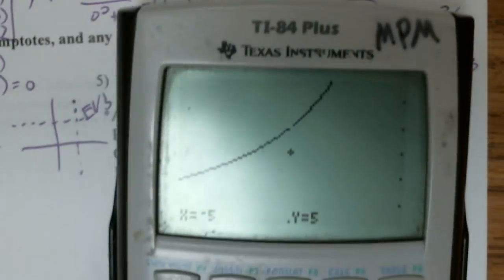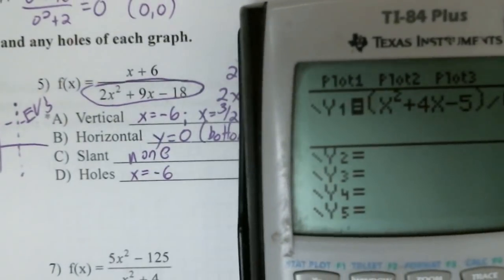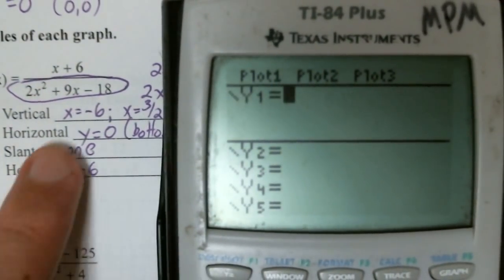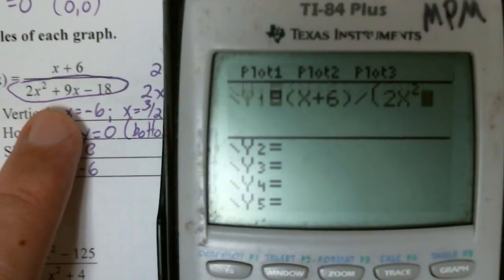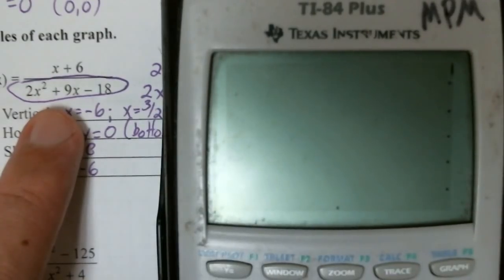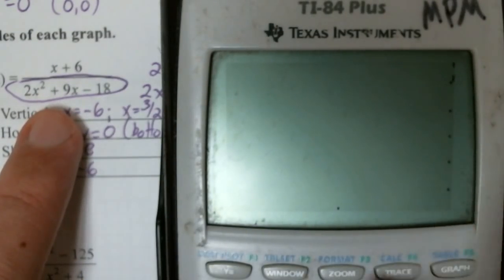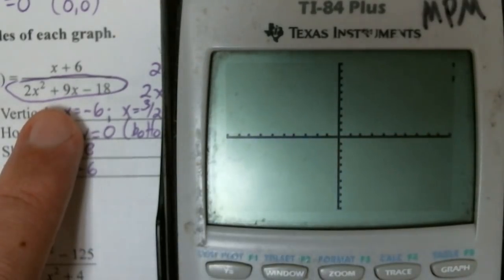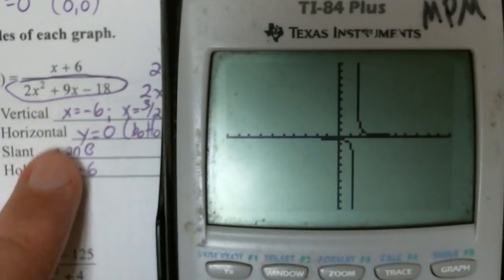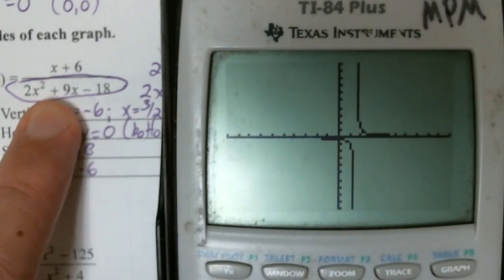Okay, so if I were to go back and graph this one quickly, let's see if we can find it. See this hole. Parentheses x plus 6 divided by 2x squared plus 9x minus 18. Let's graph that. I'm zoomed out again, so I want to go zoom 6, zoom standard. I want to get back to my standard window. So I've got a hole at negative 6.